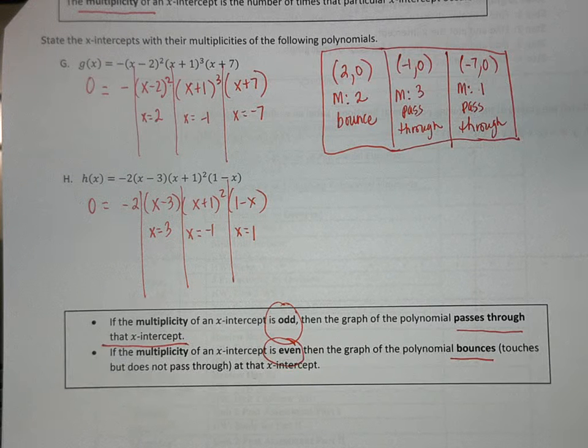So you should have got, the first one was odd, so it passes through. The second multiplicity was even, so it bounces. And then the third one is odd, so it passes through. Do we agree? So I'm just going to write these out here kind of quick.